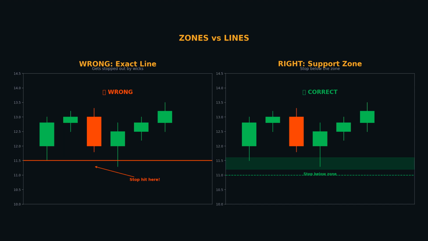Think of support and resistance like a mattress, not a concrete floor. When you drop a ball on concrete, it bounces at exactly the surface. When you drop it on a mattress, it sinks in a little first, then bounces. The mattress has some give to it. That's what support and resistance zones look like on a chart.